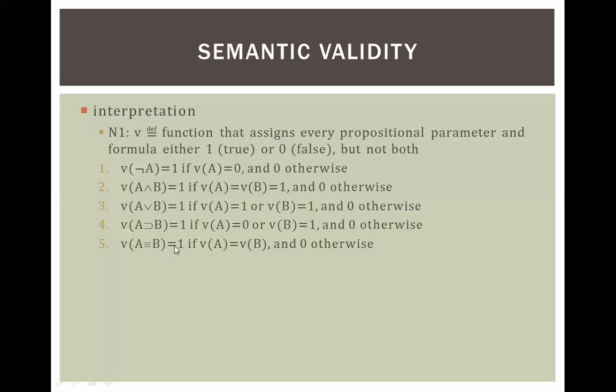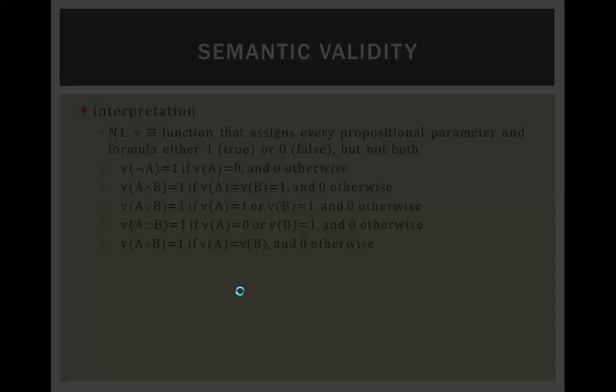A if and only if B is true if A equals B. Otherwise, it's false, right? So if A equals 1, then B better equal 1. So in other words, if A is true, then B better be true. If A is 0, then B better be 0. In other words, if A is false, then B is false. And that would make this true. So remember, 1 is true. If I assign it a 1 value, then it's true. If I assign it a 0 value, then it's false.